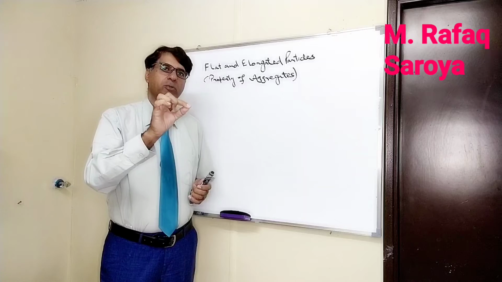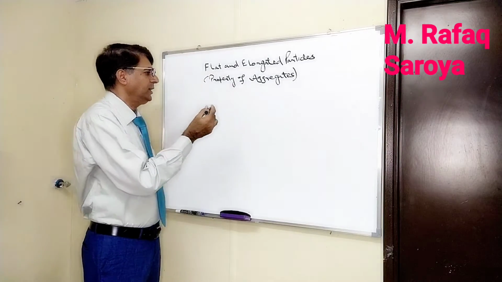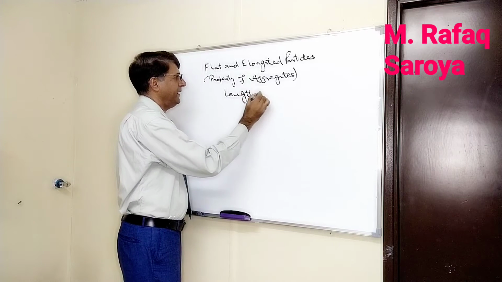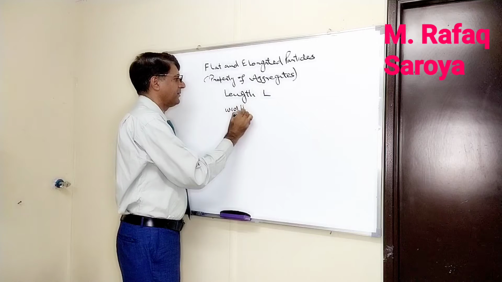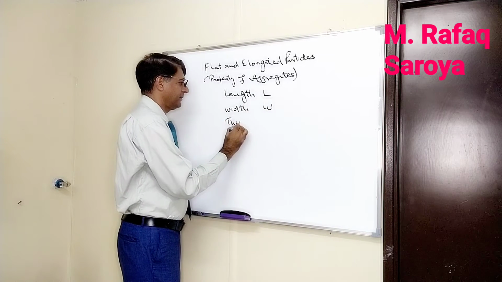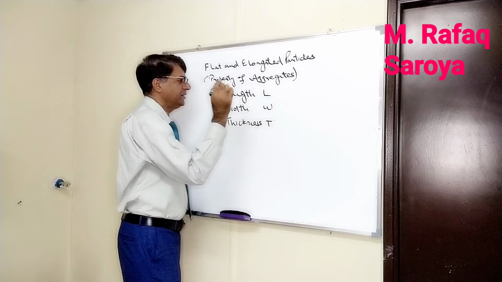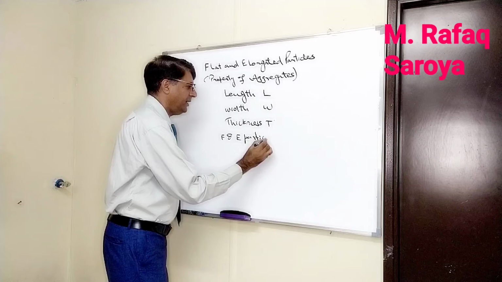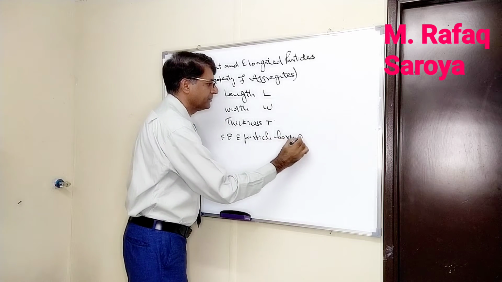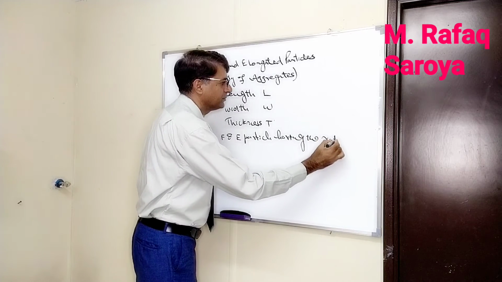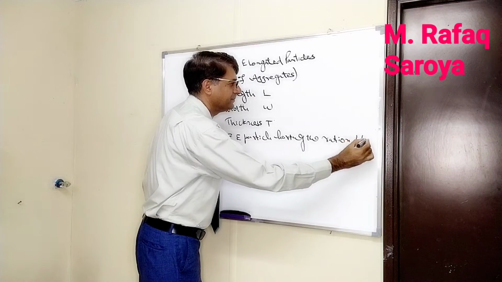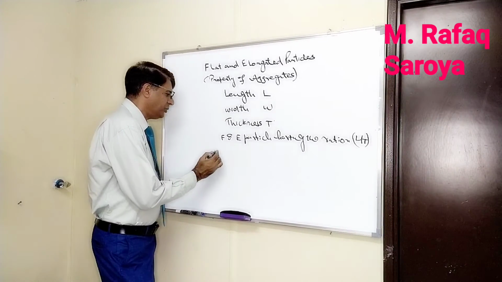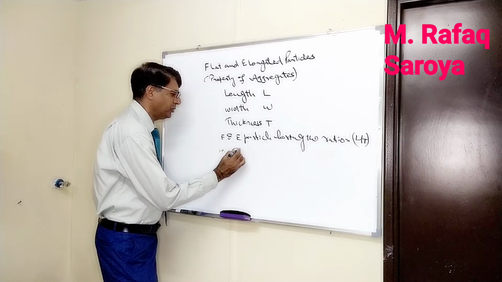First of all, as I explained to you, let me tell you, this flat and elongated particle is actually related with length L, width W, and thickness T. Flat and elongated particle is defined by the ratio of length to the thickness, L by T. Its value is also mentioned that it should be 5:1.